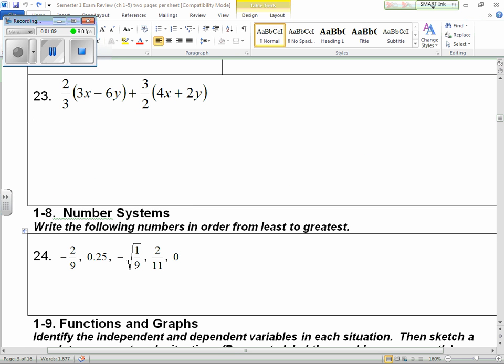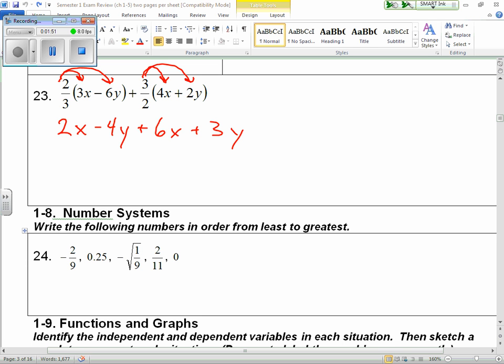23, a little more complicated because of the fractions. You can use your calculator. 2/3 of 3 is 2. So we have 2x. 2/3 of negative 6 is negative 4. So negative 4 or minus 4y. Then down here we have 3/2 of 4. 3 over 2 times 4 should be 6. So positive or plus 6x. 3 over 2 times 2 should just be 3. So we have a plus 3y.